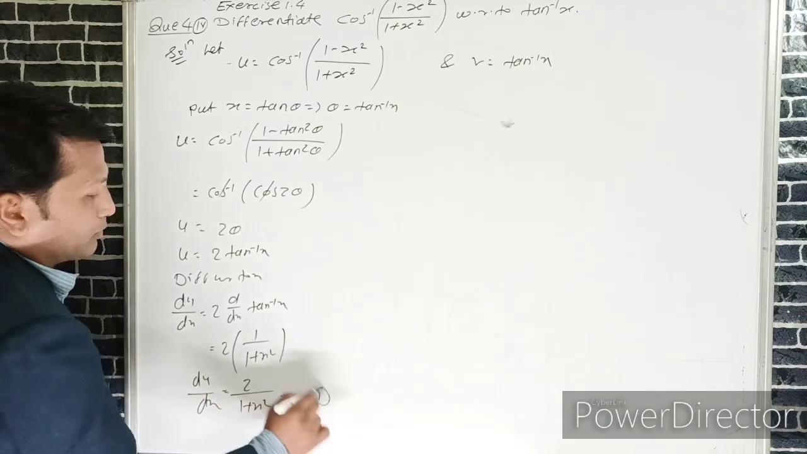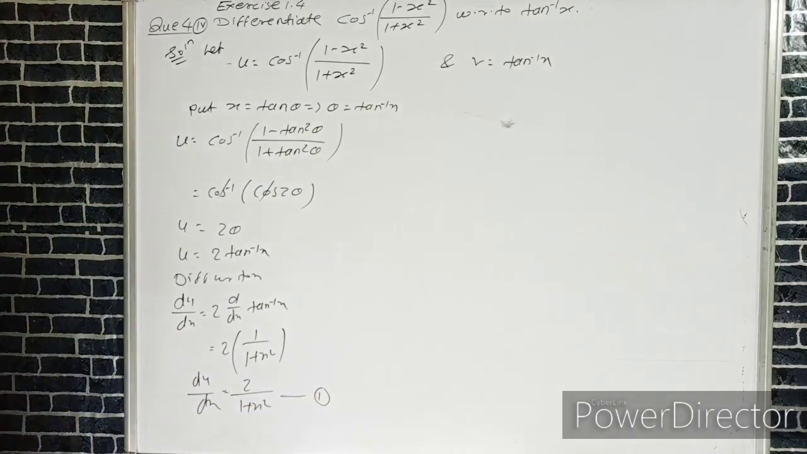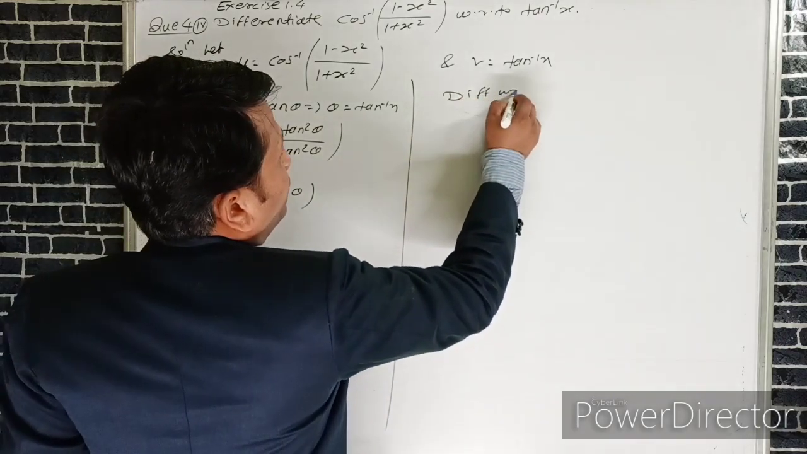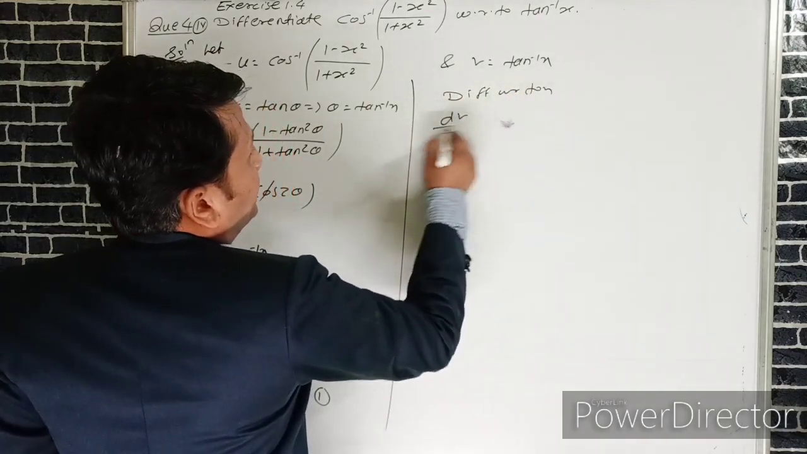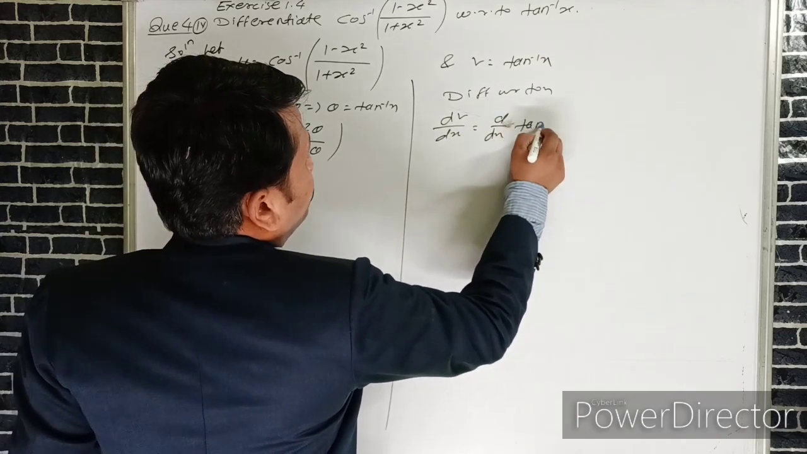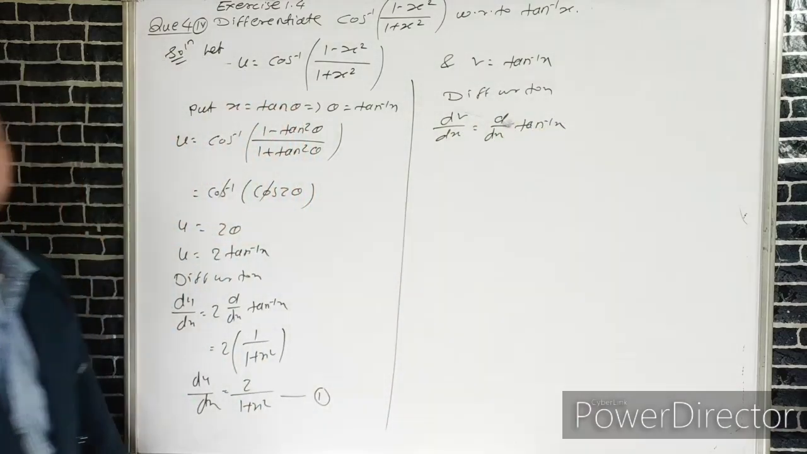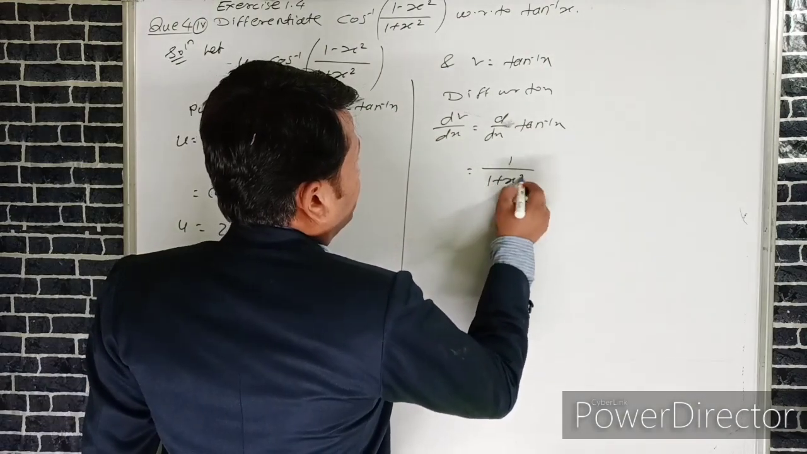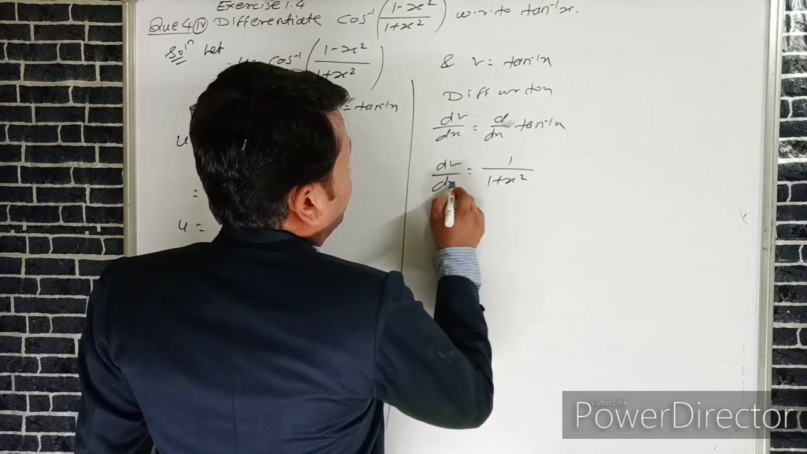This is the value of du by dx, equation number 1. Now we have to find the value of v. If we differentiate with respect to x, we get dv upon dx is equal to the derivative of tan inverse x. The derivative of tan inverse x is 1 upon 1 plus x square, which is the value of dv upon dx, equation number 2.